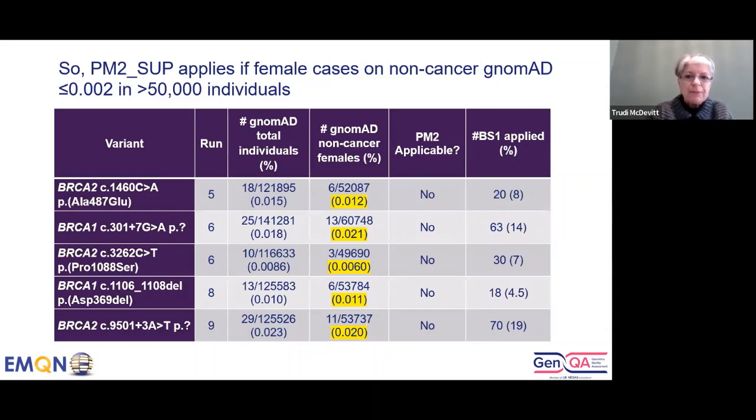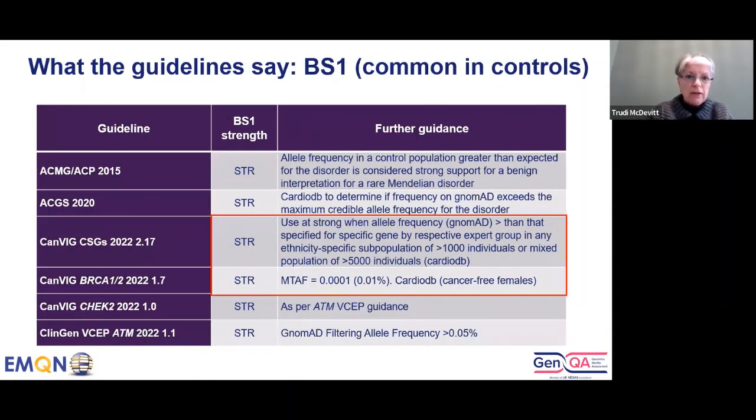So next slide, please. Looking at BS1, which is common in controls, again, all the guidelines say that it can be used at a strong level. And the ACMG advises that if the allele frequency in a control population is greater than expected for a rare Mendelian disorder, it can be used at strong. The ACGS 2020 advises using CardioDB to calculate if the numbers that you're seeing in gnomAD exceed the maximum credible allele frequency for the disorder. Again, that's for rare diseases.